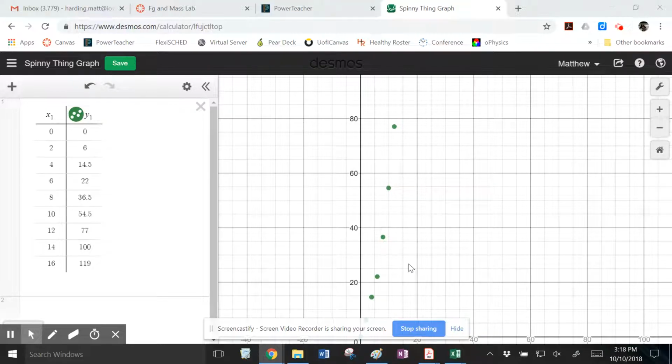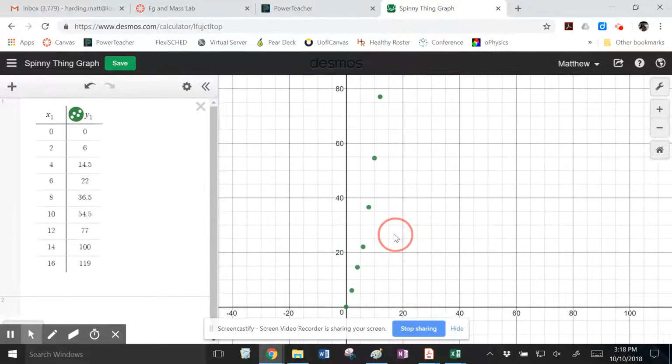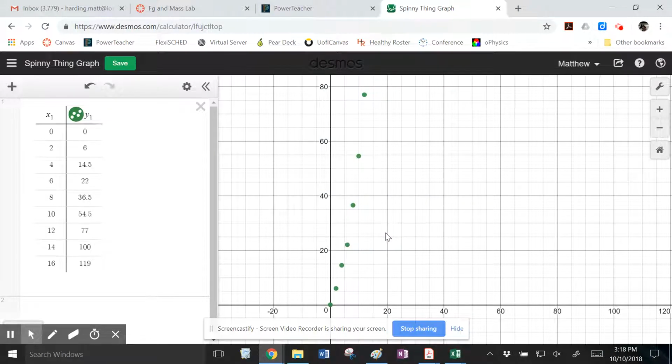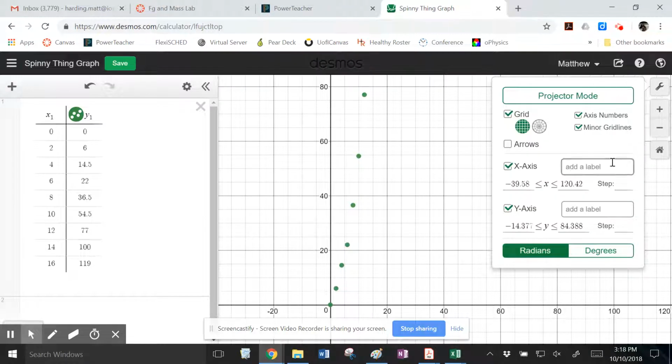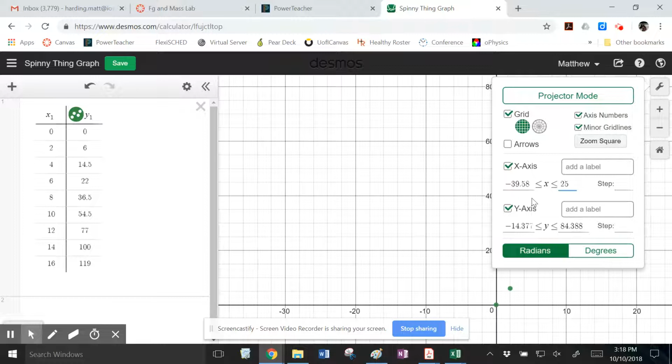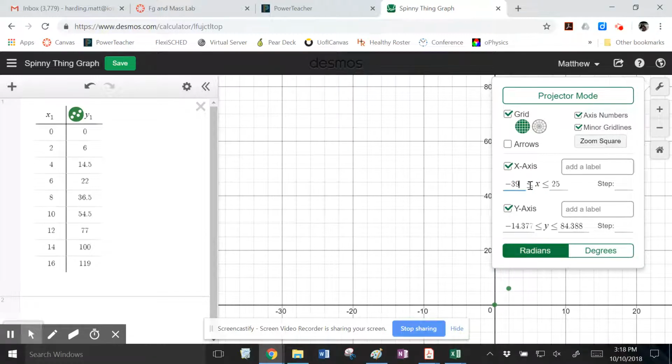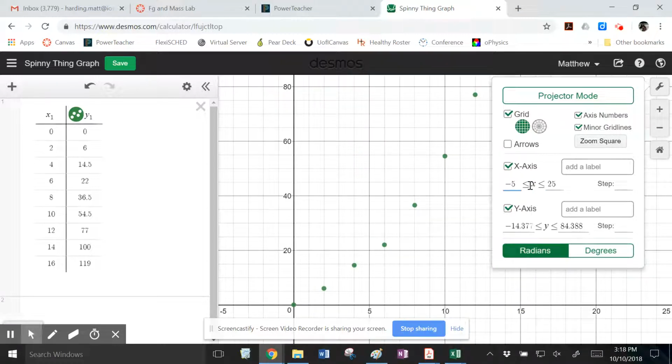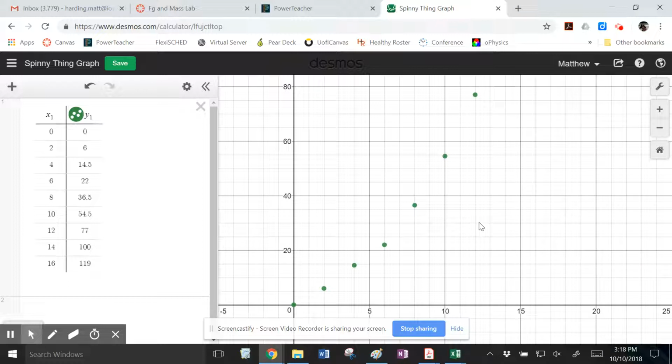My graph's a little bit hard to see what's going on because it's really compacted. So if I look at this really horizontally, I don't go negative and I don't go greater than 20. So I'm going to go in here and change my x-axis labels. Let's make this be 25, and it doesn't really need to go less than like -5. Okay, so now when I look at it, is that a straight line?